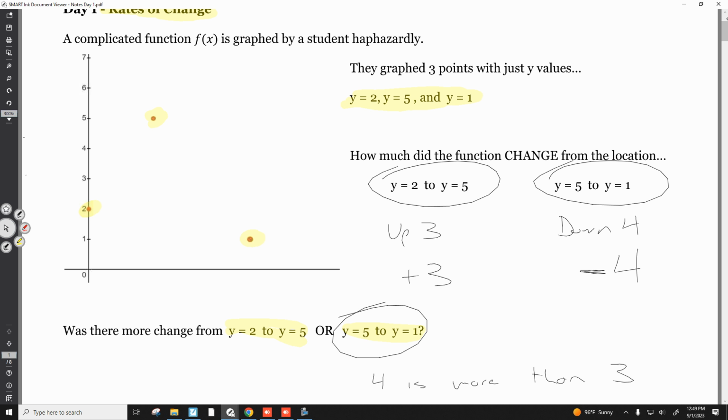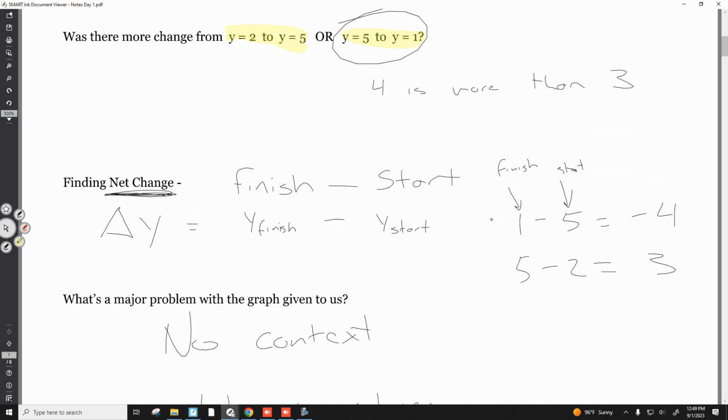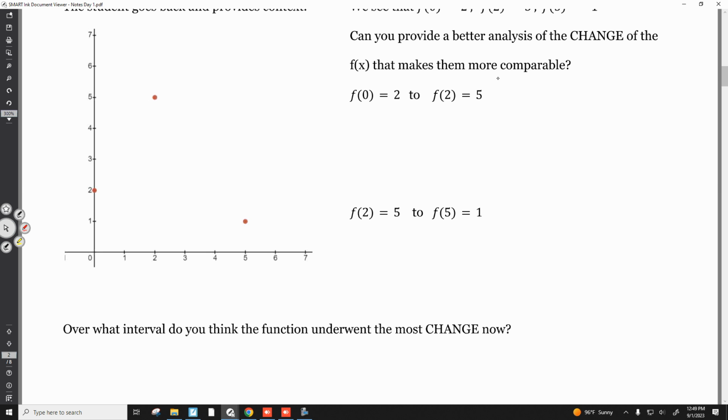So having these x values are important because we can see the spacing. So try to use these values 0, 2, and 5. So you kind of figure out the spacing and use that along with this +3 and this -4 to create comparable things. What would you do?